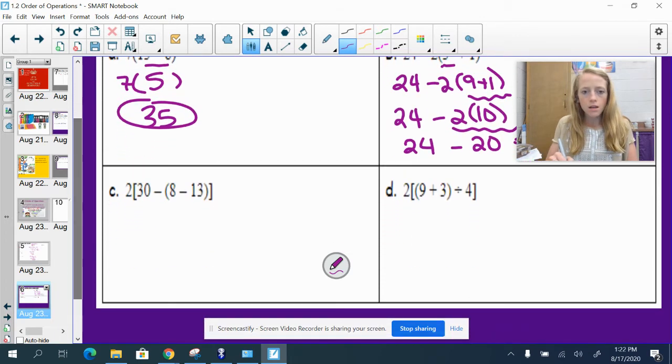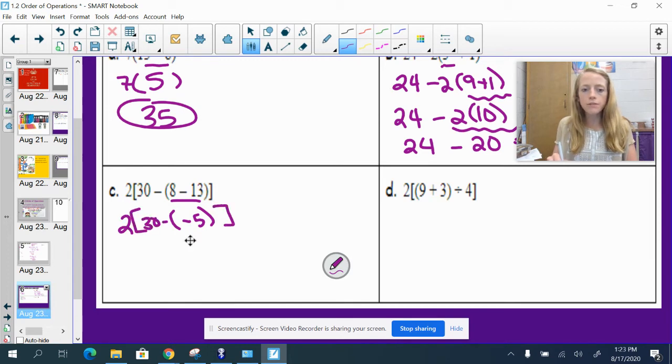Okay? Now look at part C. Part C, we have brackets, and then inside the brackets, we have parentheses. So we have to do the parentheses within the brackets first. So 8 minus 13 would be -5. I'm going to keep the parentheses around the -5. And then copy everything else.